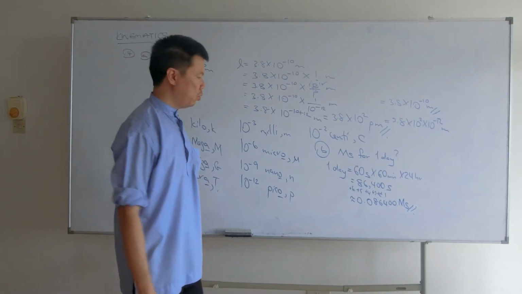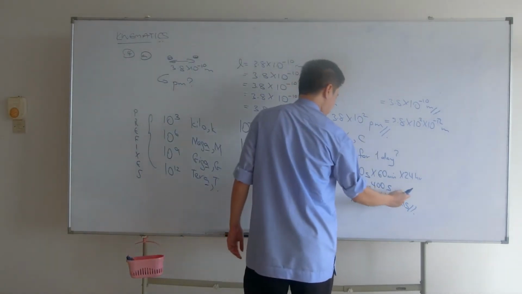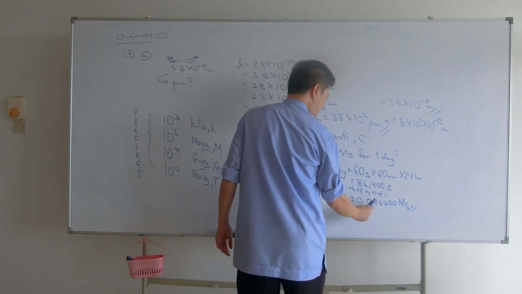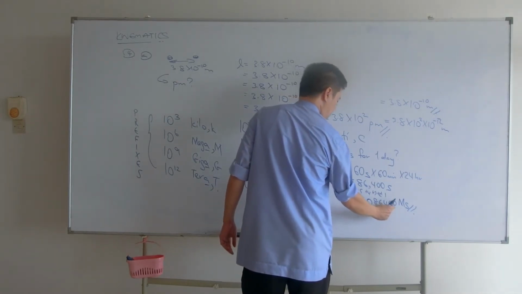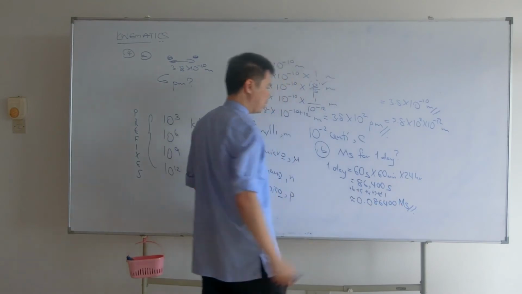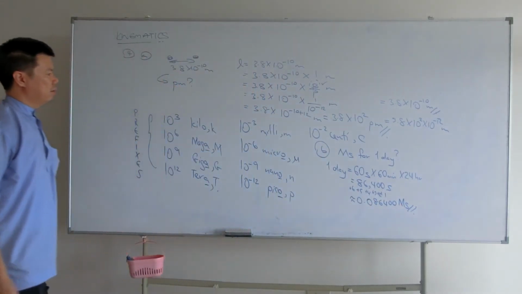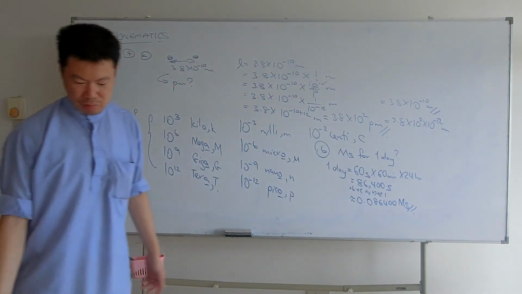How do we know it's true? If we times this by 10 to the 6, what happens is 1, 2, 3, 4, 5, 6. Okay, done. Now let's complete the whole question.